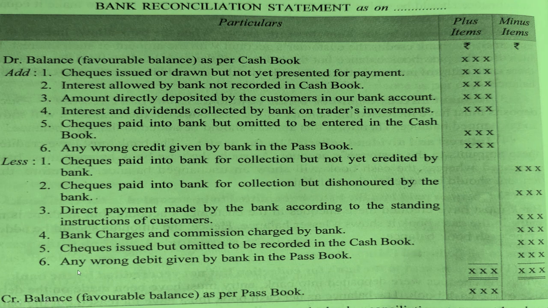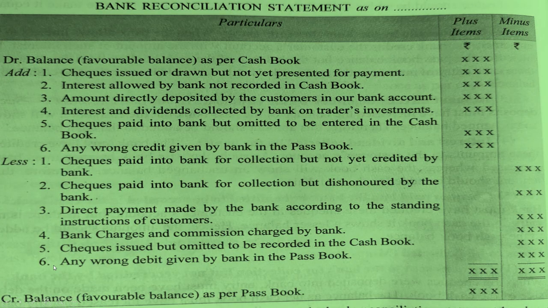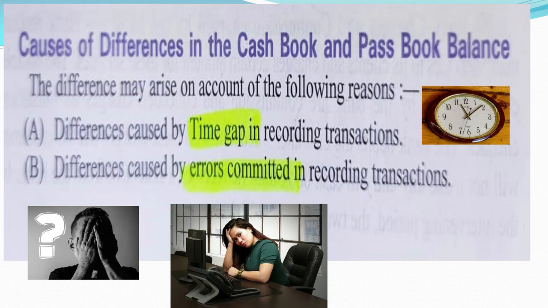And the last one is any wrong debit given by the bank in the passbook. Now sometimes by mistake money also gets debited by the accountant of the bank. So by mistake if money has been deducted from passbook, that value must be deducted from cash book in order to match the cash book and passbook balances. Now this is how it is done. I hope you might have understood it.